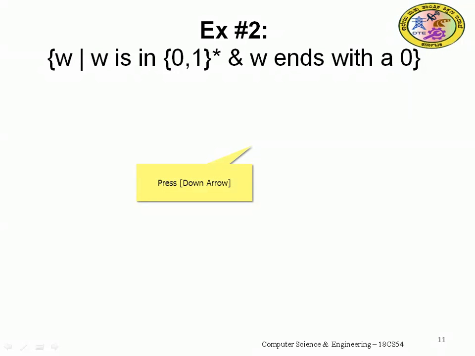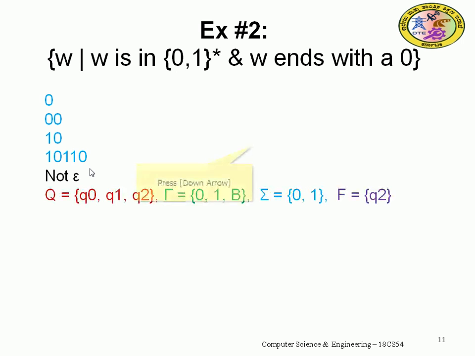Yes, seen that. So example 2: the string W, where W is in {0,1}*. From the input we can get a W, where W ends with a 0, for example 0 0 1 0 0 1 0 1 1 0. So the string ends with a 0, and it is not epsilon, not empty.